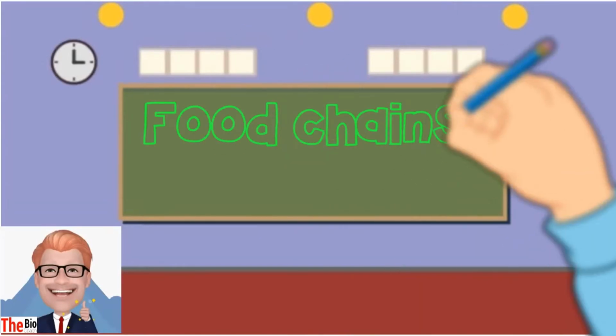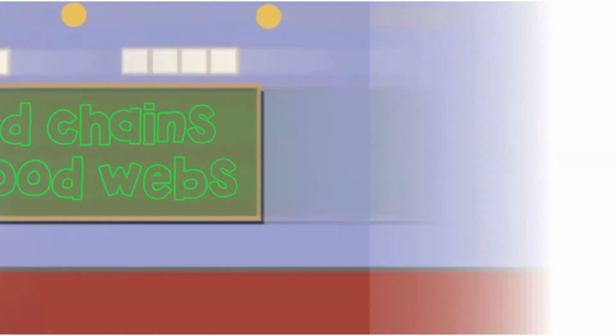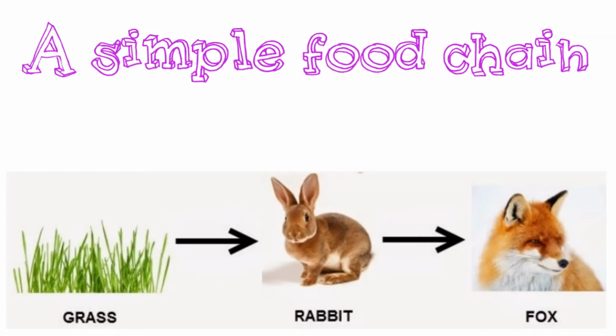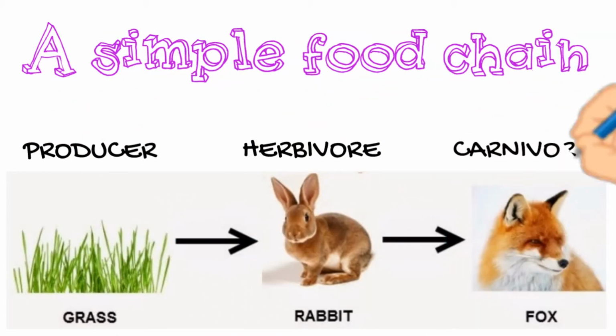Now, the next thing to look at is food chains and food webs. Now, I've already mentioned grass, rabbit, fox. If you think of grass, rabbit, fox from your Year 7 studies, this is a very simplistic food chain. Grass is eaten by the rabbit, the herbivore, which is eaten by the fox, the carnivore.